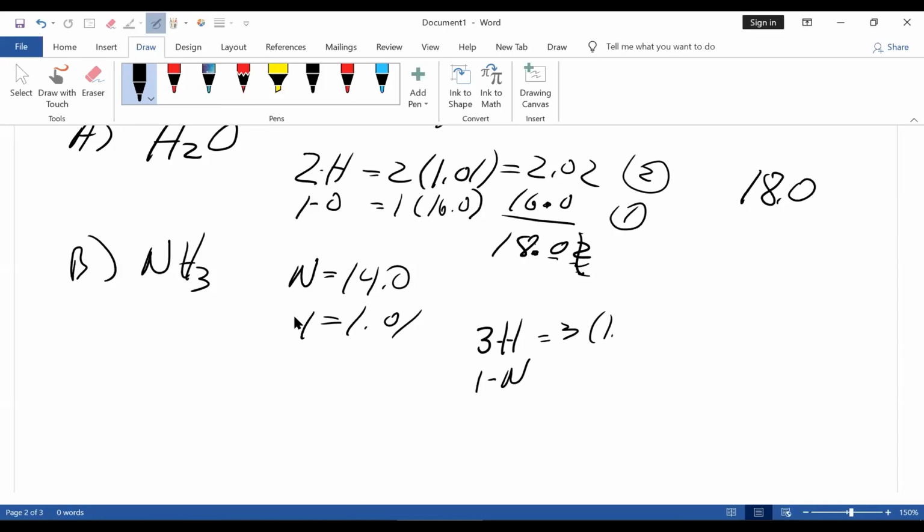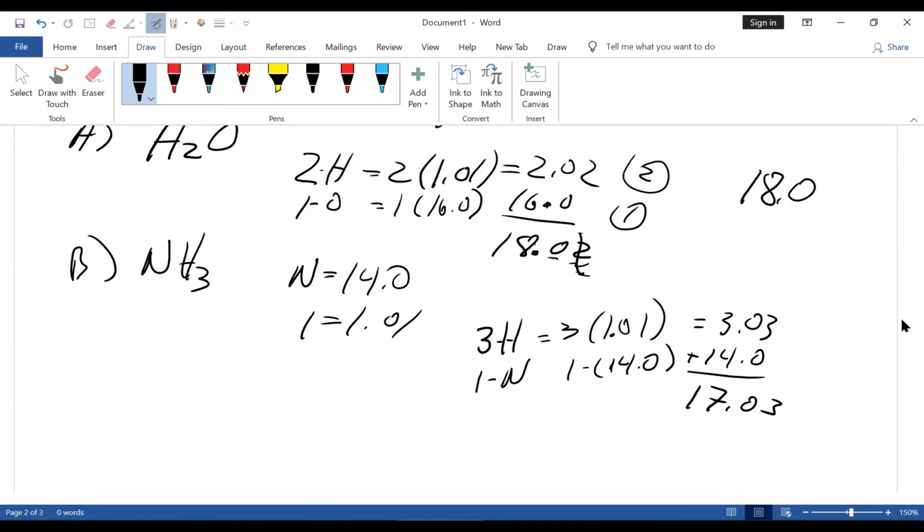Each one of the hydrogens has atomic weight of 1.01. Nitrogen, one of them, is 14.0. Do the math. Add them up, because the molecular weight is the sum of all atomic weights.